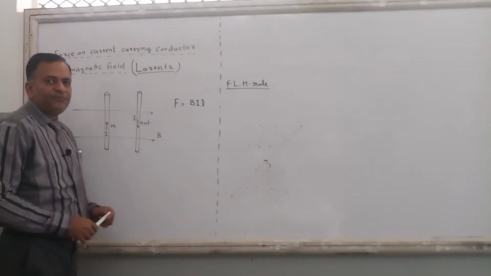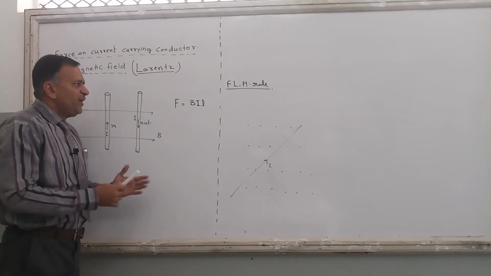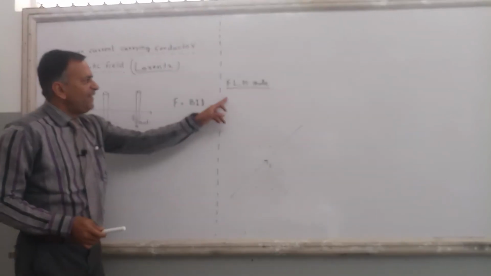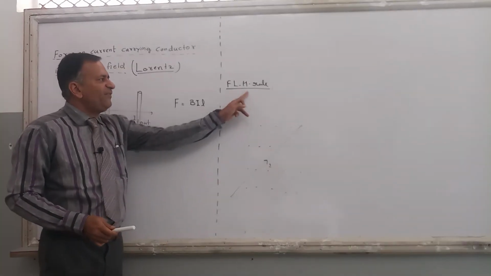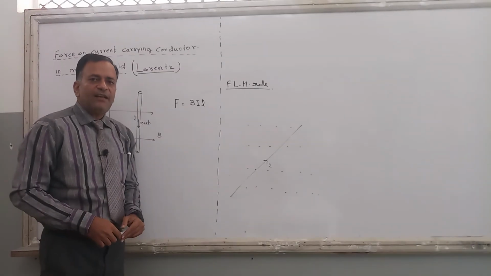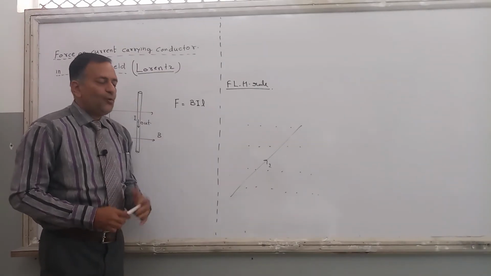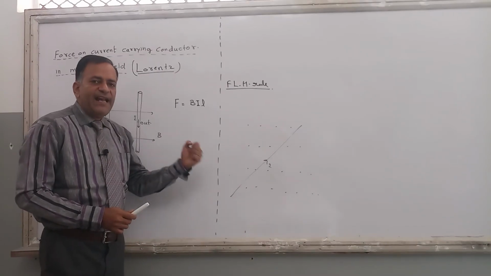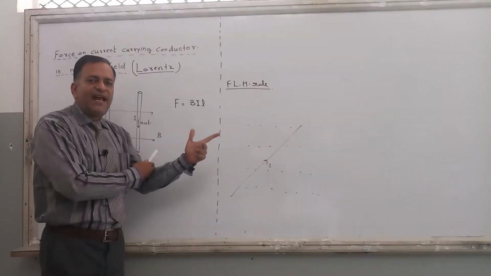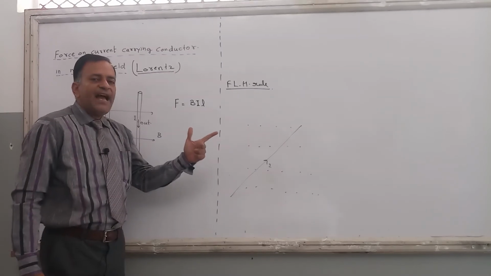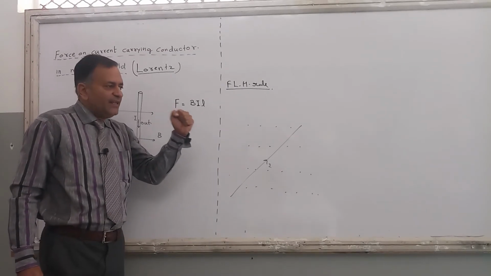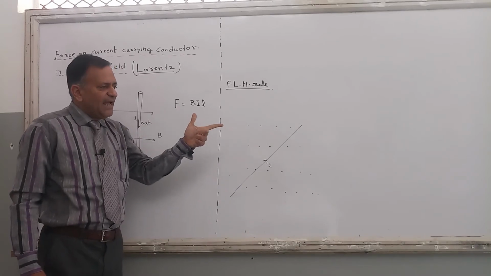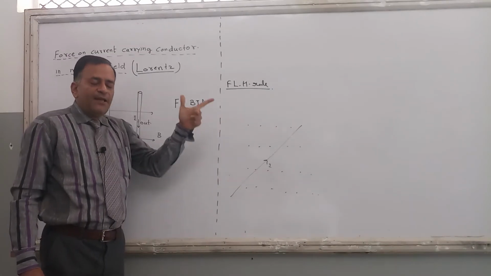What we are studying now is the force on a current carrying conductor inside an external magnetic field. So, which rule is used to find the direction of that force? That is the FLH rule, or Fleming's left hand rule. What is that rule? Very simple. You have to take the fingers of your left hand, the thumb, the first finger and the second finger.